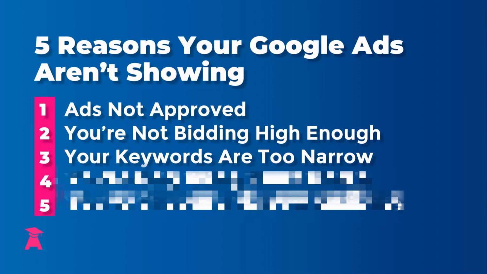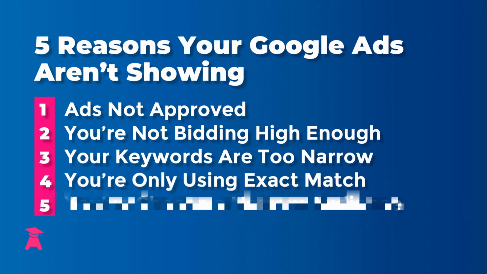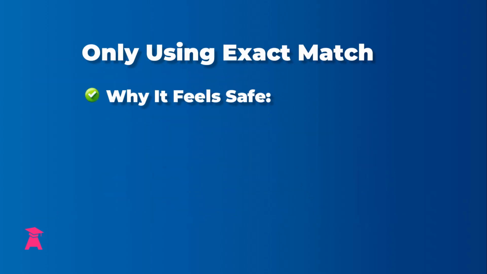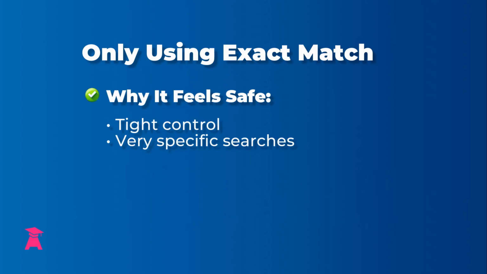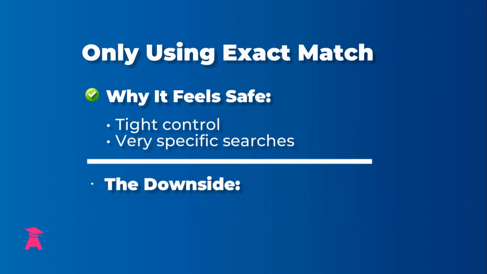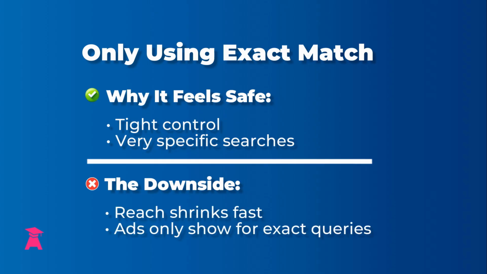The fourth possible reason is that maybe you're only using exact match keywords. So whilst exact match keywords may feel safe, if you rely on it exclusively, you really shrink your reach dramatically. Your ads will only show for very specific queries. So you need to think about whether you do actually need exact match keywords, and possibly think to expand out to phrase match, and maybe not broad, but at the very least, phrase.